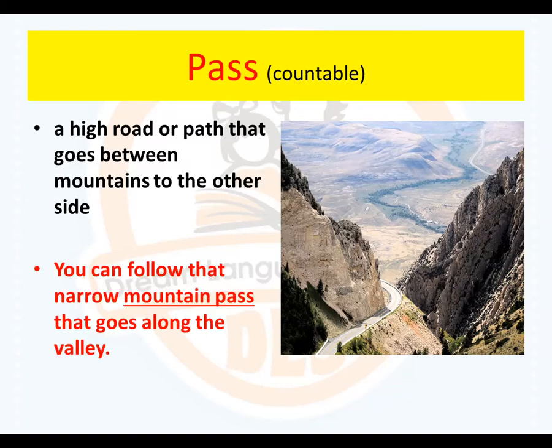Pass. Pass is a high road or path that goes between mountains to the other side. For example, you can follow the narrow mountain pass that goes along the valley.